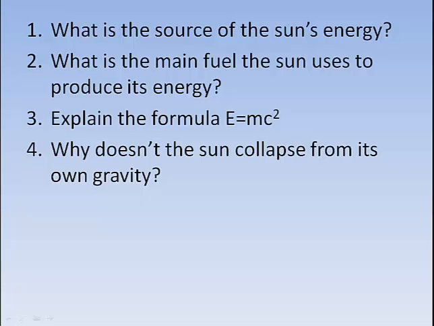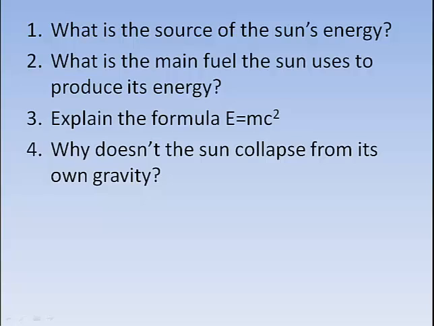What is the source of the sun's energy? The sun's energy comes from the fusion of hydrogen atoms into helium atoms. When that happens, a tiny amount of matter is lost. That's converted into a huge amount of energy. What is the main fuel the sun uses to produce its energy? That fuel is hydrogen. The sun fuses it to form helium. The formula E equals mc squared tells us that a tiny amount of matter lost when hydrogen atoms fuse into helium produces a huge amount of energy.